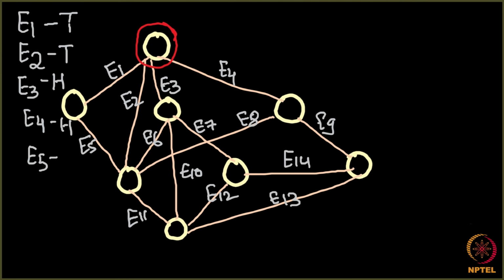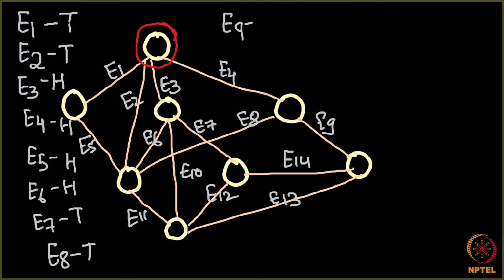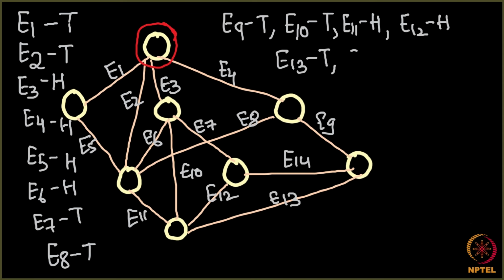E5, let's say head. E6, let's say head. We are getting so many heads. E7, I got a tail. E8, I got a tail. Then let me toss it for E9. I get a tail. E10, tail. E11, let's say head. E12, again a head. E13, tail.